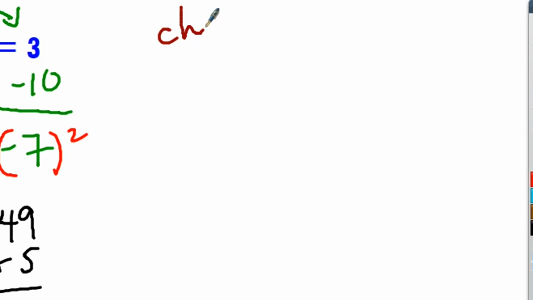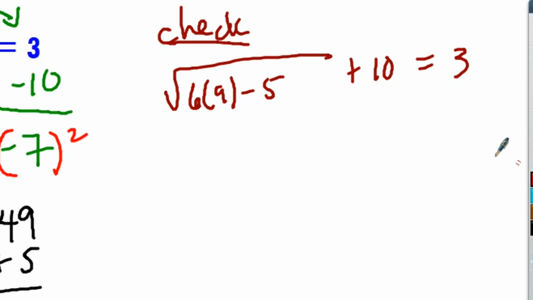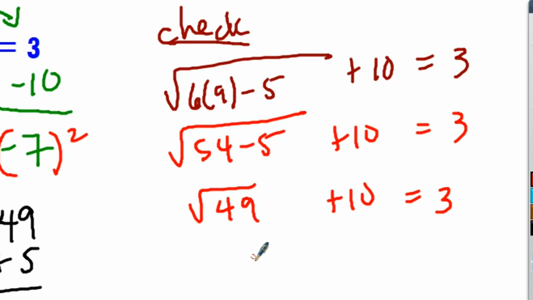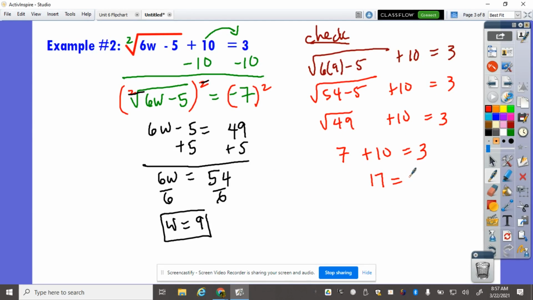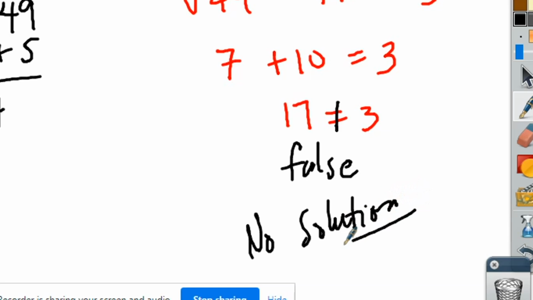Let's check our answer by plugging w equals 9 into the problem. So the square root of 6 times 9 minus 5, plus 10, is it equal to 3? 6 times 9 is 54, minus 5 is the square root of 49, plus 10. Would that be equal to 3? The square root of 49 is 7, plus 10 equals 3. 7 plus 10 is 17. Are they equal? Is this a true or a false statement? It's a false statement, so therefore it's an extraneous solution, so no solution for this one here.